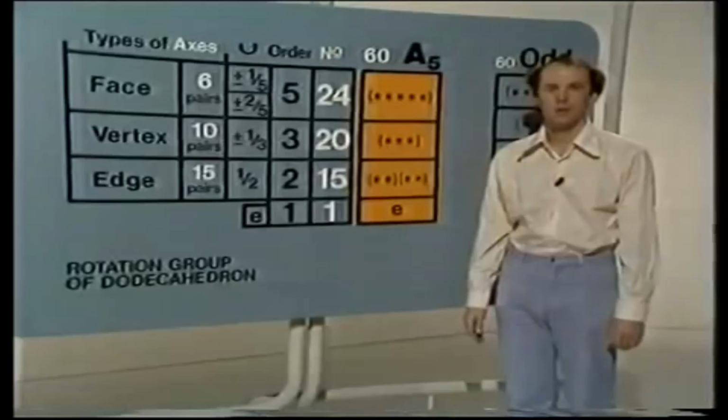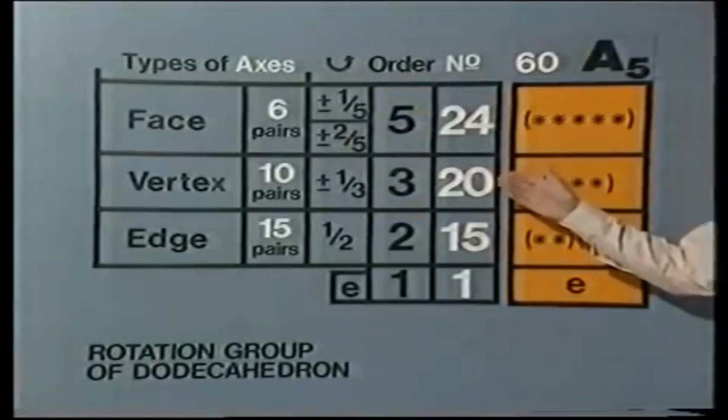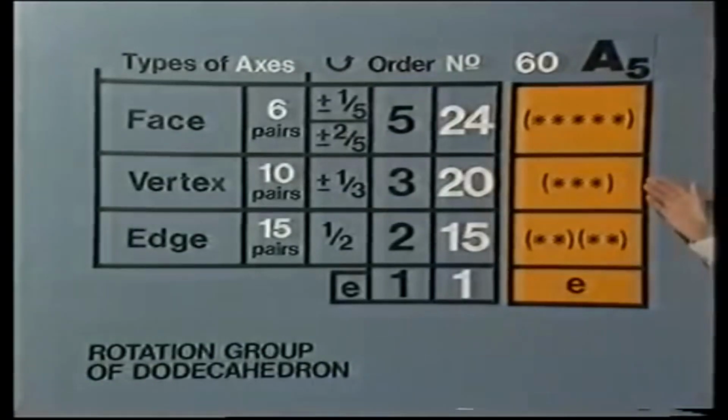Let's remind ourselves what sort of permutations we should expect from each rotation. Let's look at vertex rotations first. We expect them to match up to the 3 cycles in A5. Now, a 3 cycle leaves 2 of the 5 symbols fixed and cycles the other 3. So we expect a vertex rotation to leave 2 cubes fixed and cycle the other 3.